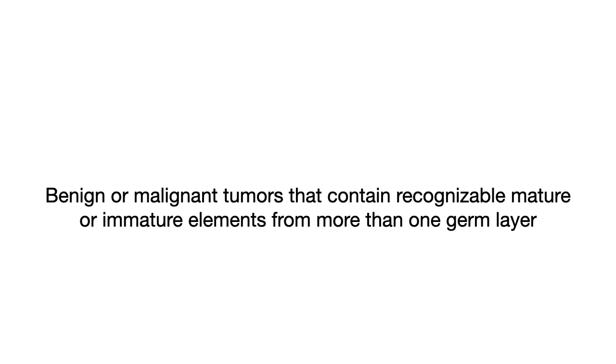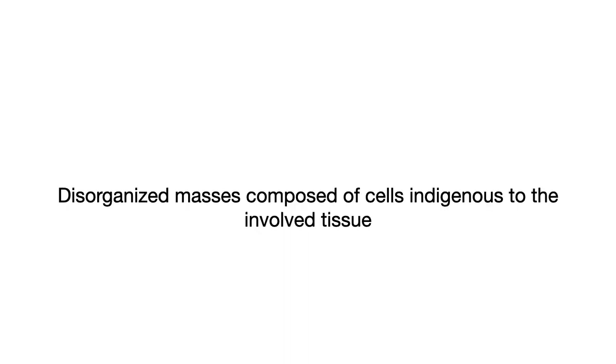What do you call benign or malignant tumors that contain recognizable mature or immature elements from more than one germ cell layer? These are called teratomas, and they may be mature or immature, depending on the maturity of the component tissues present. These are disorganized masses composed of cells that are natively found in the involved tissue. These are known as hamartomas.